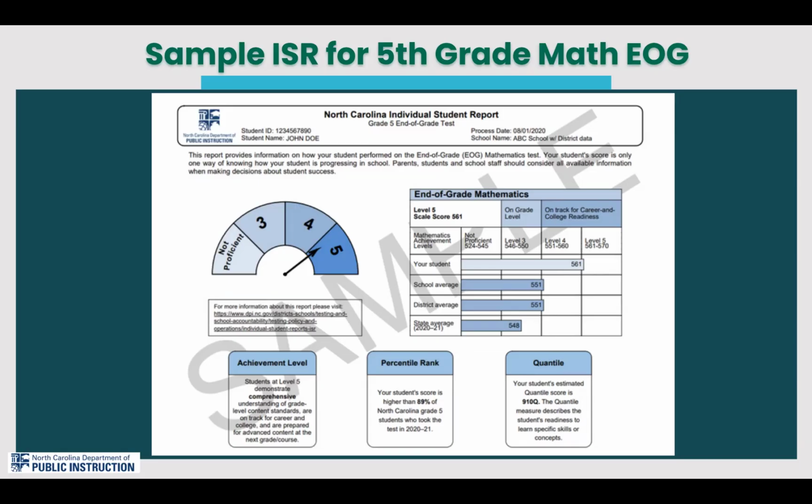And then the quantile, that is very similar to the percentile. It's just a range, almost like a Lexile score. If you think of a Lexile score for reading, this would be similar for math. You can do a really quick Google search and find all of the ranges for those by grade level. So this student, it tracks that if they had a 910Q, that means that they are in the upper end of that quantile, which places them in that 89 percentile.